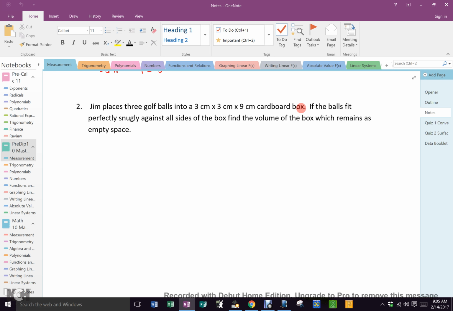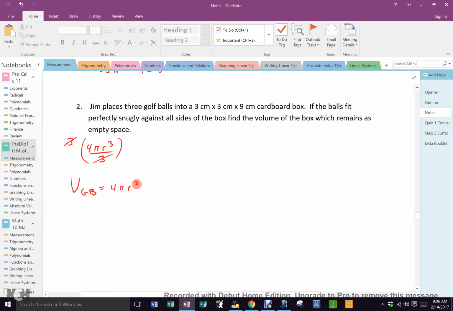I have how many spheres? 3, right? So I have one sphere is 4 pi r cubed divided by 3, yeah? But how many of them are there? 3. So what do I get to do with that? Multiply by 3. What happens to those 3's? They're gone. Before I've even done anything with the question, I've saved myself a ton of work, haven't I? So the volume of the golf balls is 4 pi r cubed, yes?